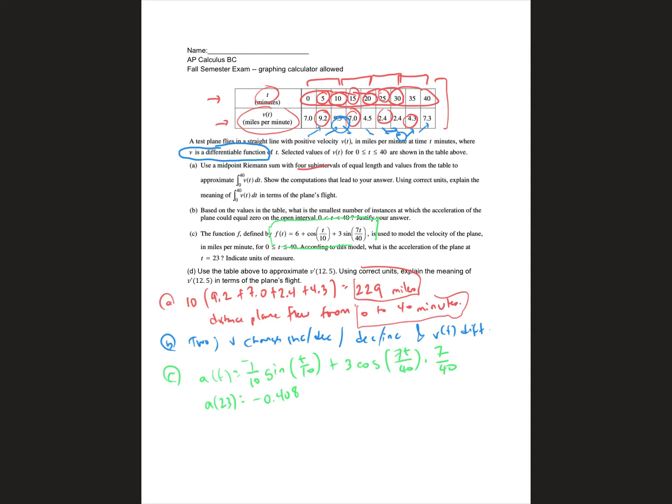Now, part D says, using the table, approximate v prime at 12.5. So when you're approximating a derivative, that means we want to find an average rate of change. And if you're approximating at 12.5, you want to pick the interval between the points closest to 12.5. So 12.5 falls between 10 and 15. So we're going to find the average rate of change between 10 and 15.